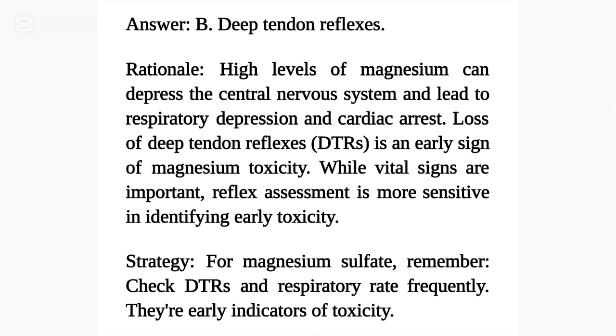Answer: B. Deep tendon reflexes. Rationale: High levels of magnesium can depress the central nervous system and lead to respiratory depression and cardiac arrest. Loss of deep tendon reflexes, DTRs, is an early sign of magnesium toxicity. While vital signs are important, reflex assessment is more sensitive in identifying early toxicity. Strategy: For magnesium sulfate, remember, check DTRs and respiratory rate frequently. They're early indicators of toxicity.